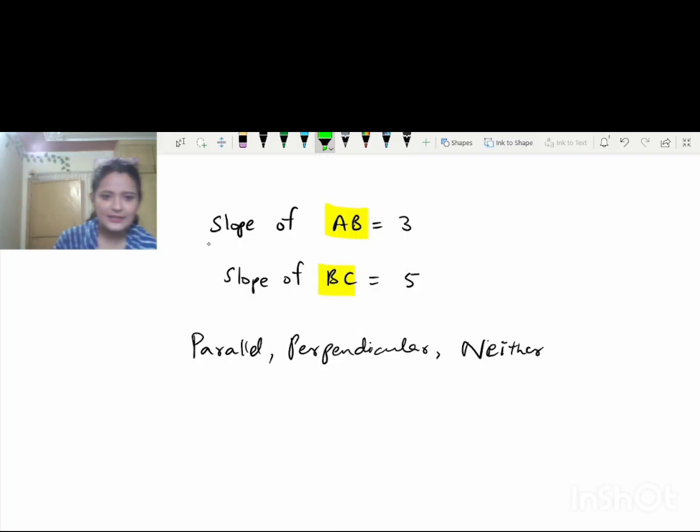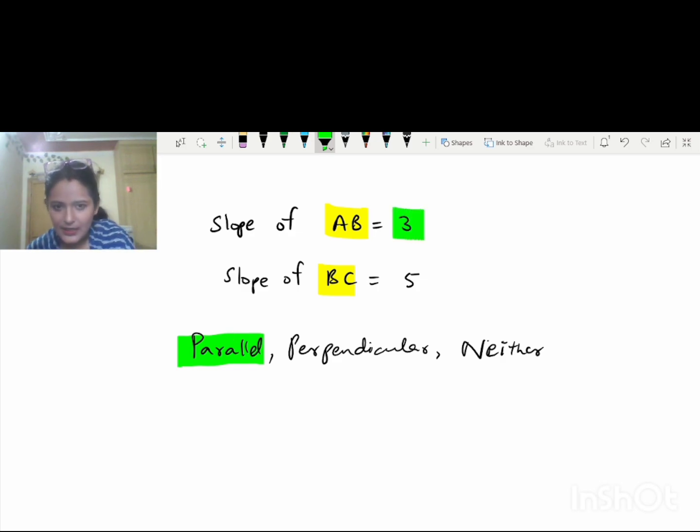Okay, you will see that I have to look at the slopes very carefully. I know the condition of parallel: the lines will be parallel only if they have the same slopes. Now I'll see. AB slope is 3 and BC slope is 5. So the slopes are not equal. As the slopes are not equal, these lines cannot be parallel. The first option is removed. I hope you got it.